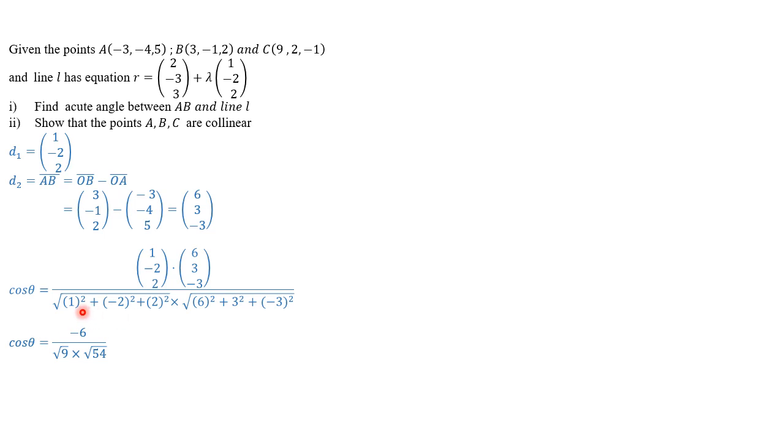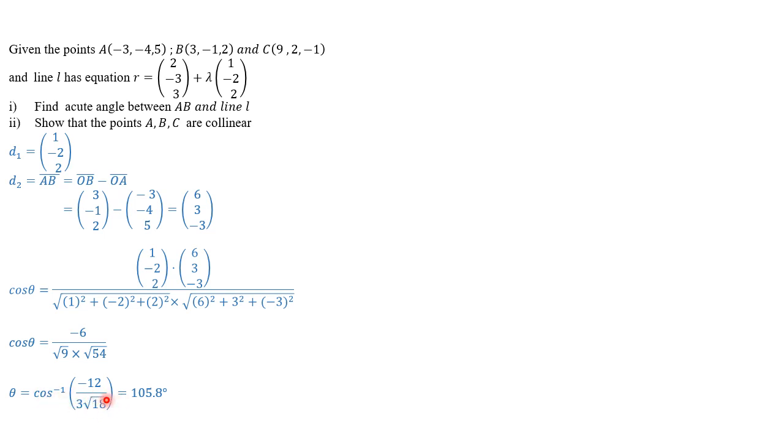The modulus here, 1 squared plus minus 2 squared plus 2 squared, will give us root 9. Then for this one, 6 squared plus 3 squared plus minus 3 squared will give us root 54. So now theta is equal to arccos of this value. This value you can simplify to become minus 6 all over 3 root 6, and we can simplify by pressing on the calculator.